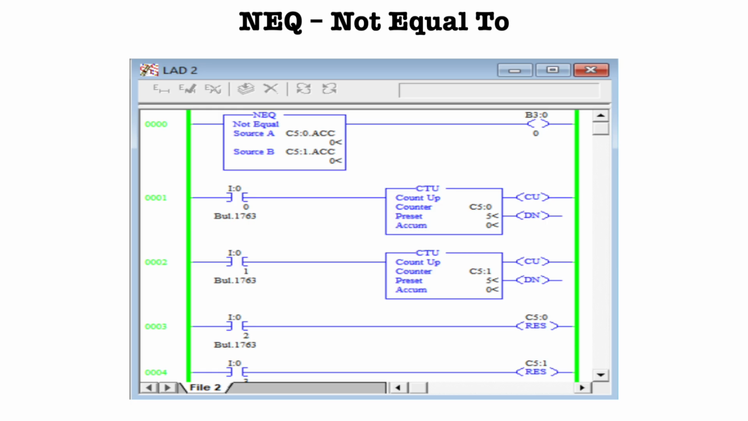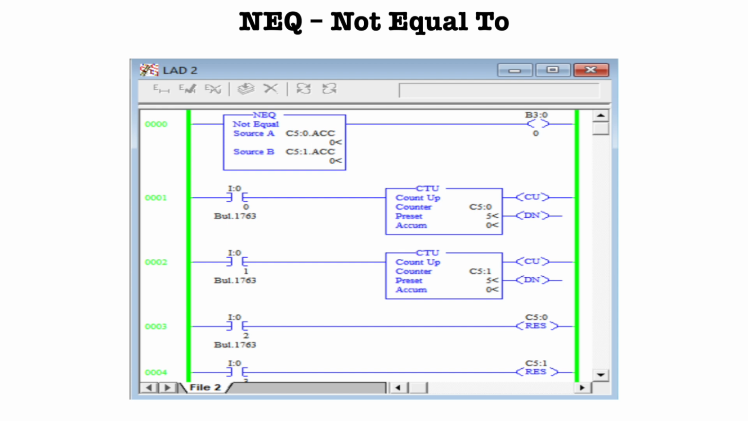So the operation of NEQ instructions, NEQ means not equals to instructions. You can see the diagrams. The NEQ instruction takes two inputs, source A and source B. You can see in the diagram the source A address is C5:0.ACC and the source B address is C5:1.ACC, right?